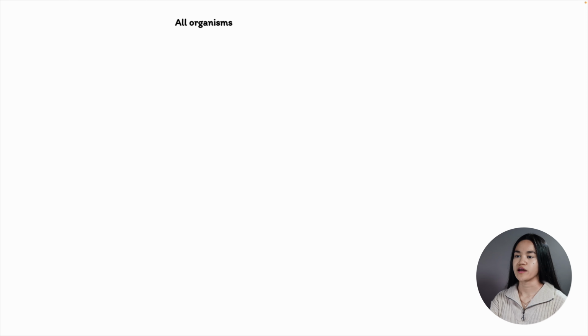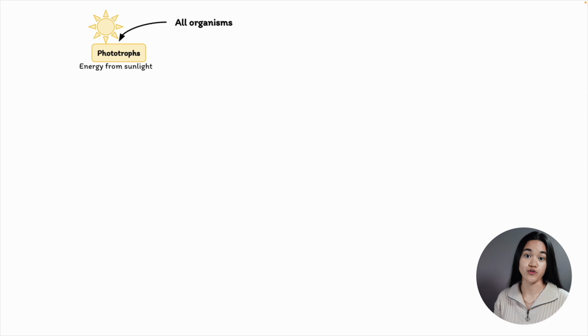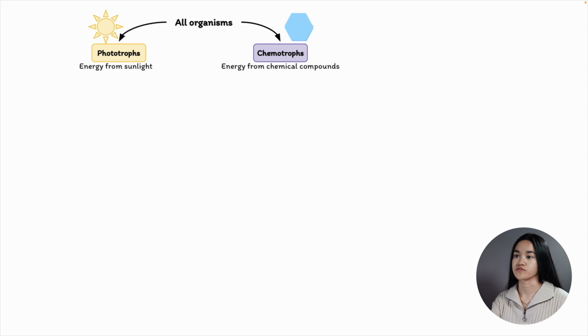Organisms that capture energy from the sun are called phototrophs. Think photo equals photosynthesis. And organisms that obtain their energy from chemical compounds are called chemotrophs, and animals are examples of chemotrophs. But the energy from these chemical compounds is fundamentally attained from the sun. Can you see how almost all life on Earth depends on photosynthesis?